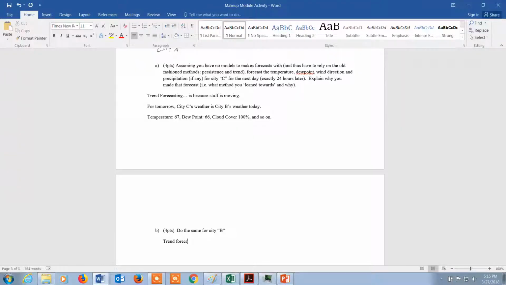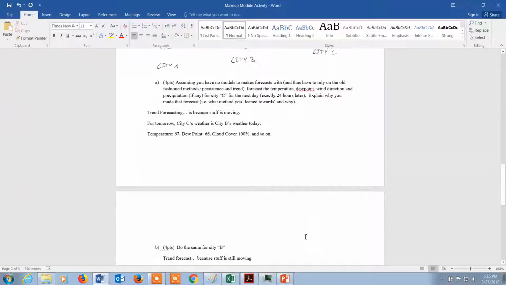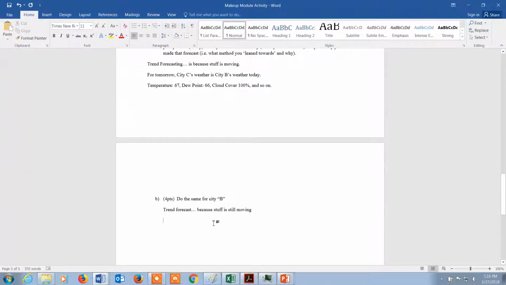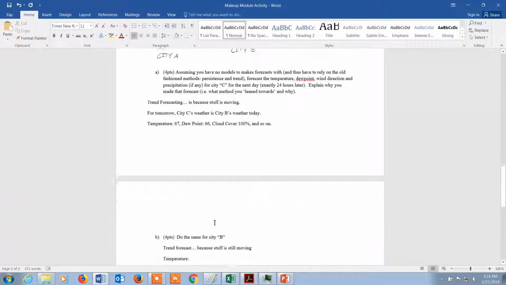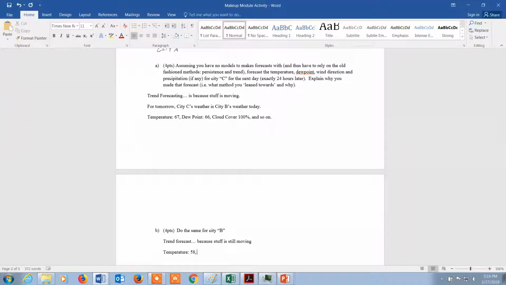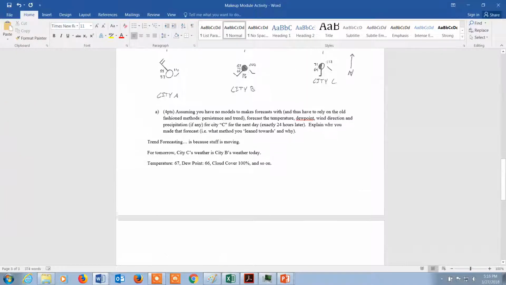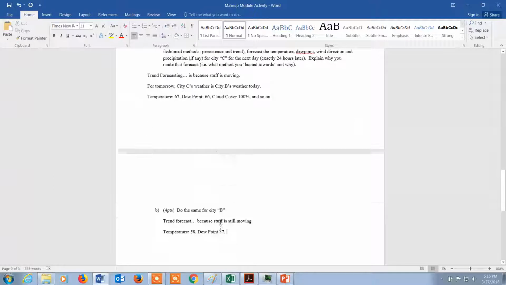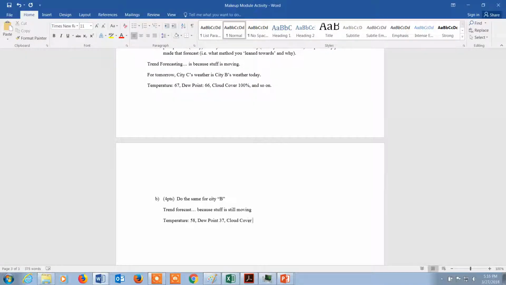So for city B, it's also a trend forecast because stuff is still moving. And the temperature at city B would be whatever today's temperature was at city A. So temperature would be 58. Dew point would be 37. Cloud cover would be 0. And so on.